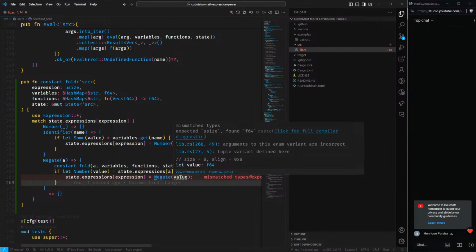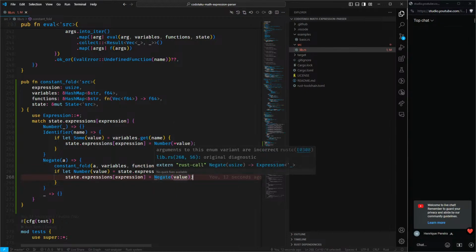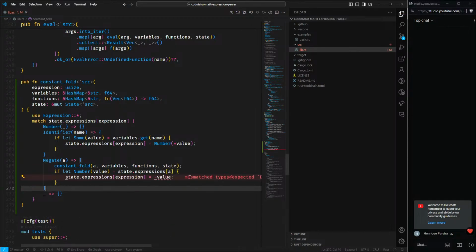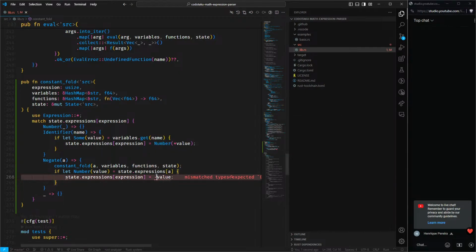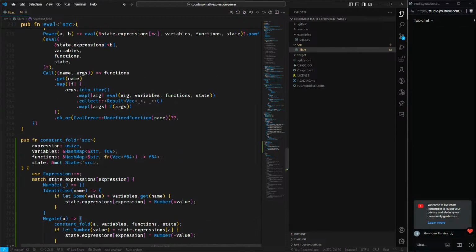Expected usize, found F64. Oh, my bad. Minus value, right? Is it expected expression? Oh, I see. So this would become number minus the value, right? So after we ConstantFold A, if you find that there is a number right now after the folding, we just mutate this negate AST into a number minus value, right? So there you go. As simple as that. That's how you negate it, right?